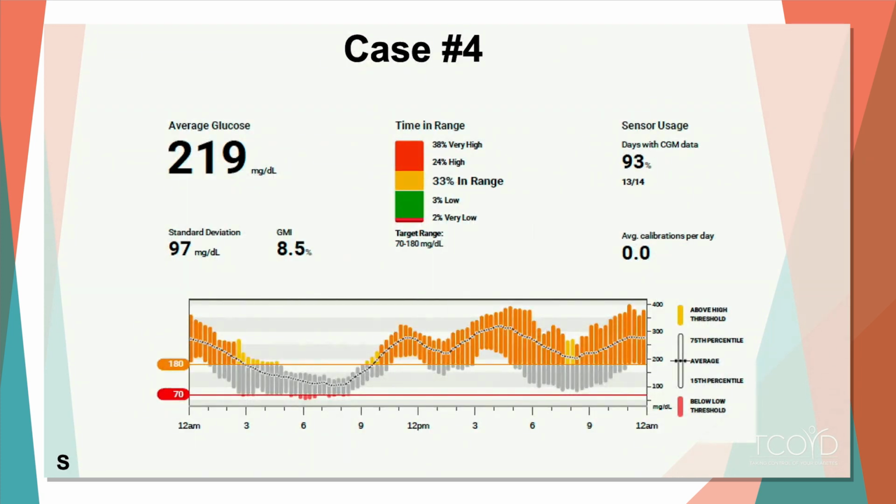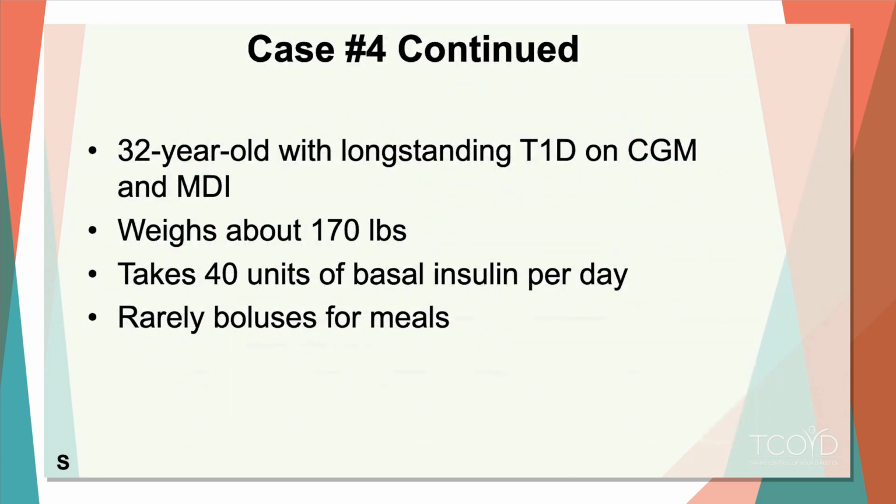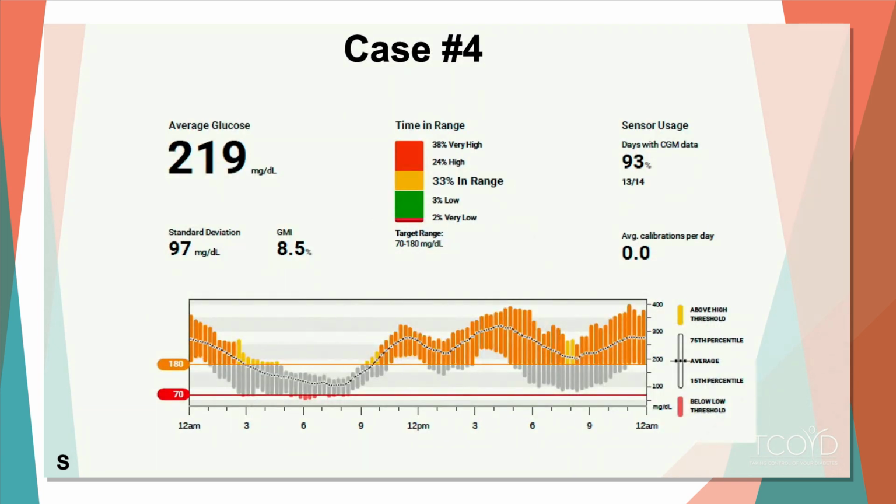Okay, case 4. You can see right away the average is 219, standard deviation almost 100, estimated A1C 8.5, time in range 33%, time below range not too bad. And then you look at the 24-hour profile. The first thing I notice is that they're getting low in the early morning, right about here, and the rest of the day, after their first meal, they're just high all day long. And that's giving rise to those metrics.